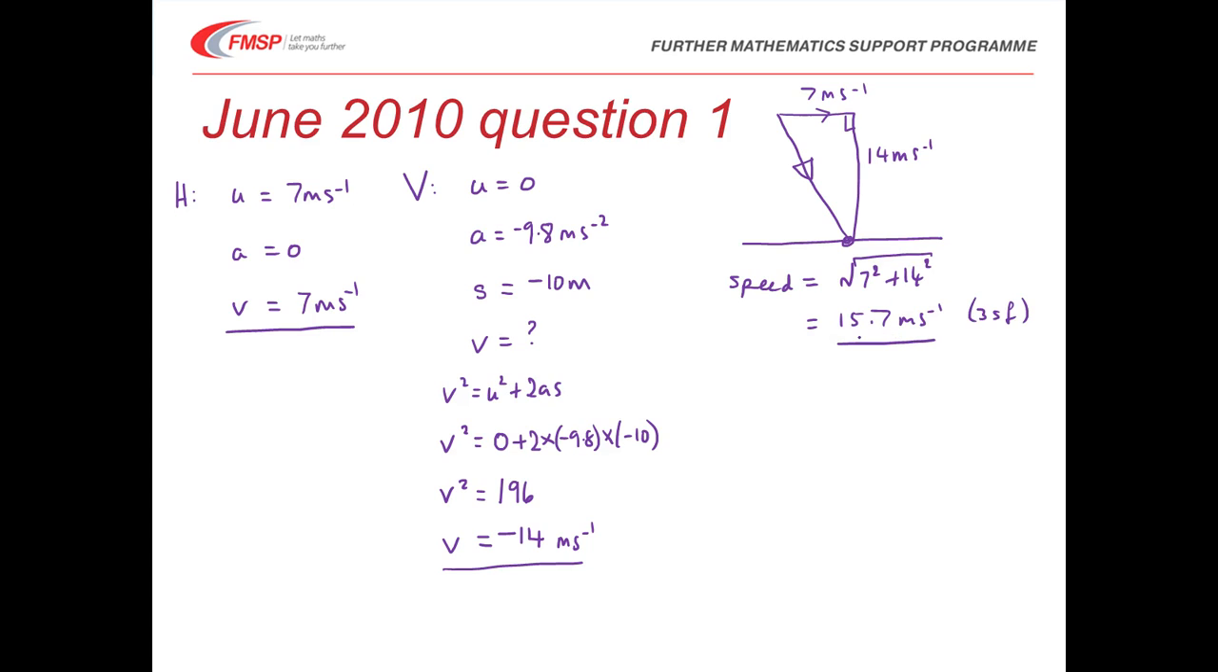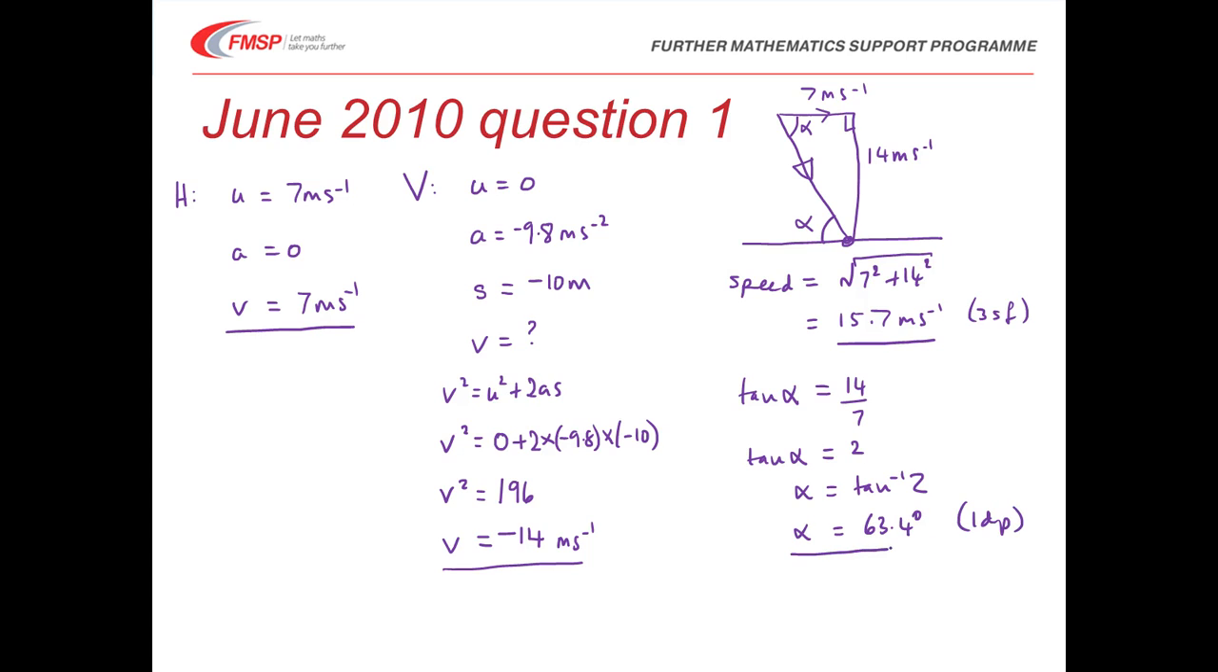Having found the speed, we need to find something about direction. The question said calculate the speed and direction of motion. It didn't tell us how to give the direction. I think I would give the angle from the horizontal. So if I'm giving that angle alpha, that by alternate angles is the same as this angle up here, and tan of alpha equals the opposite, which is 14, over the adjacent, which is 7. Well, that's nice. That just means tan of alpha is 2. So alpha is tan to the minus 1 of 2, and I calculate that to be 63.4 degrees to 1 decimal place.